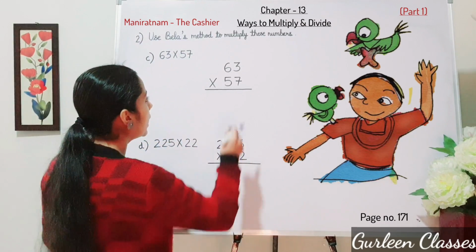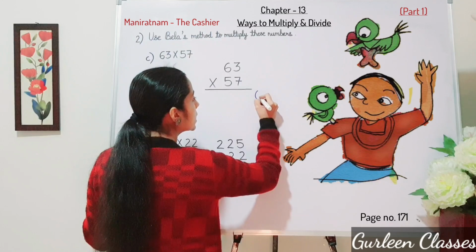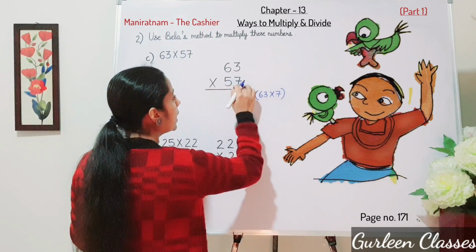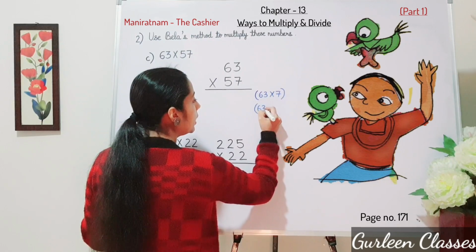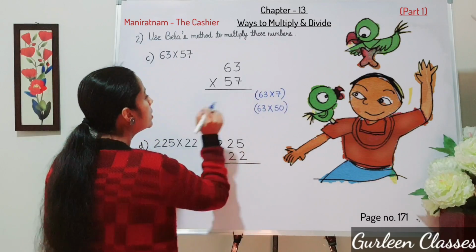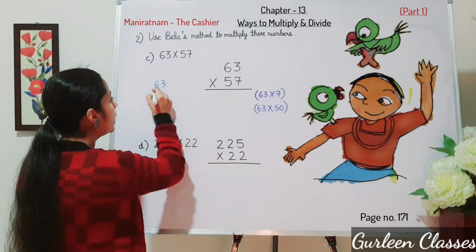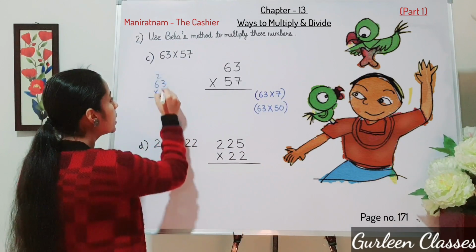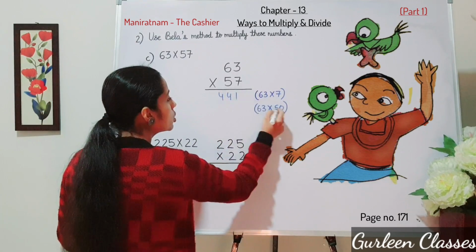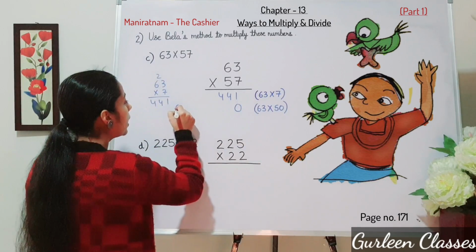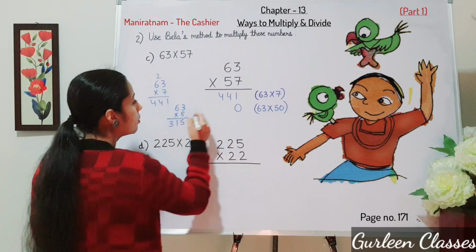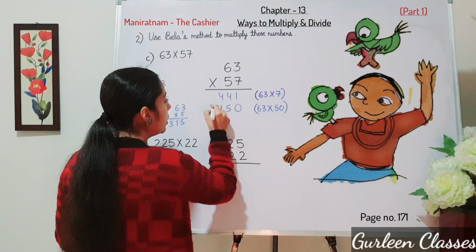Let us multiply 63 by 7. Next we will multiply 63 into 50, as we have broken 57 as 50 plus 7. So now let us multiply 63 into 7. 7 3s are 21 and 42, so 44. Right here 441. So put the 0 at last. Now multiply 63 into 5. That is 315. So right here 5, 1, 3.